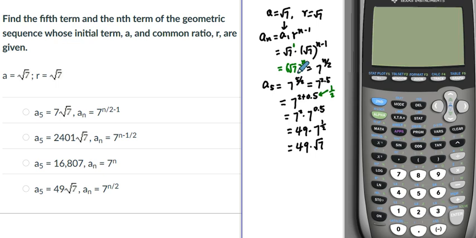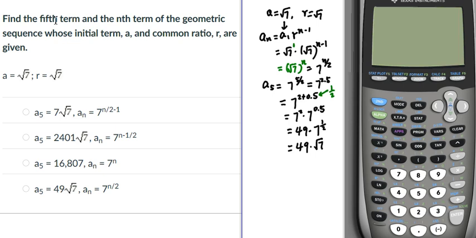Radical 7 is actually 7 to the 1/2. 1/2 times n is n over 2. So the nth term of the geometric sequence is 7 to the n over 2.